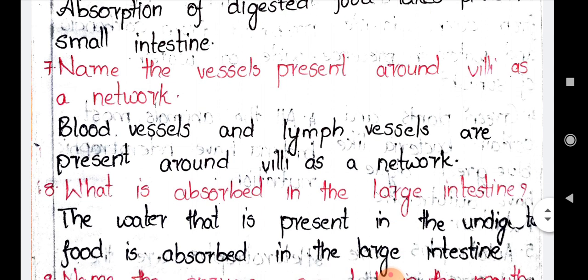Name the vessels present around the villi as a network. So here, what is a villi? First of all, you have to know. Villi are finger-like projections that are present in the small intestine. Here, what is the question they are asking? What are the vessels that are present around the villi? Blood vessels and lymph vessels are present around the villi as a network. So the answer is this one.